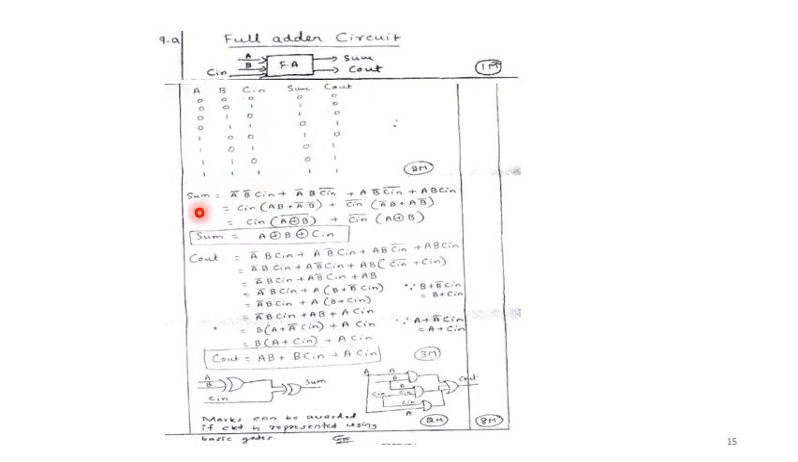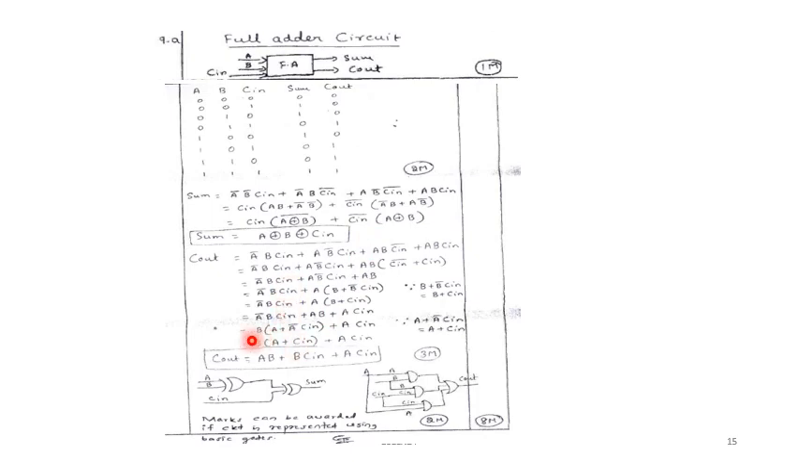Then from this truth table you obtain the equation for the sum. How many ones are there? 1, 2, 3, 4. So write down the corresponding values. When it is 0, you take it as A bar. When it is 1, you take it as A, the respective values. So A bar B bar C in, the second one A bar B C in bar, plus A B bar C in bar, plus A B C in. If we simplify this, I'll get sum as A XOR B XOR C in. This is the equation for the sum.